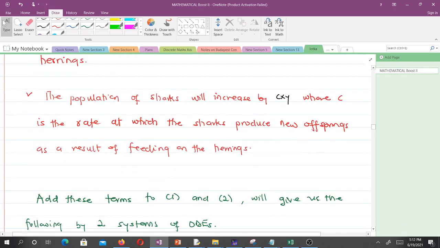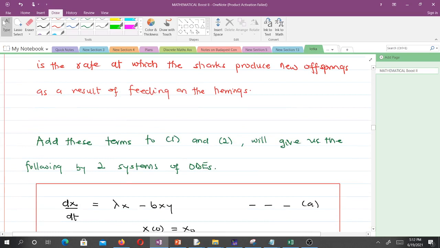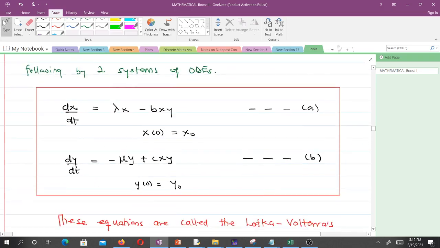In the second case, the population of sharks will increase by cxy, where c is the rate at which the sharks produce new offspring as a result of feeding on the herrings. Okay, right. So when we add these terms to equation 1 and equation 2, that will give us the following system of ODEs, which is known as the Lotka-Volterra model, right?